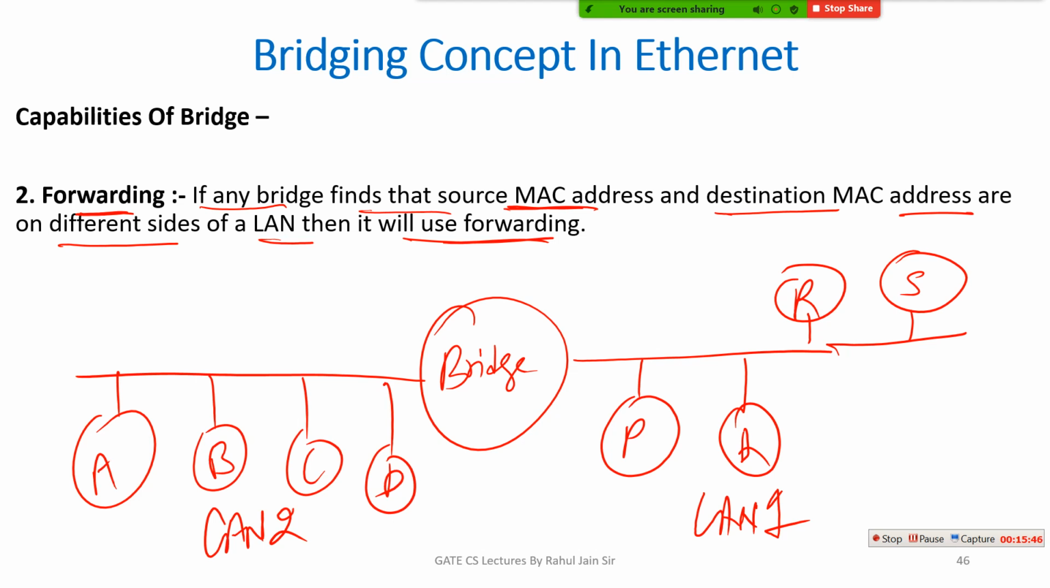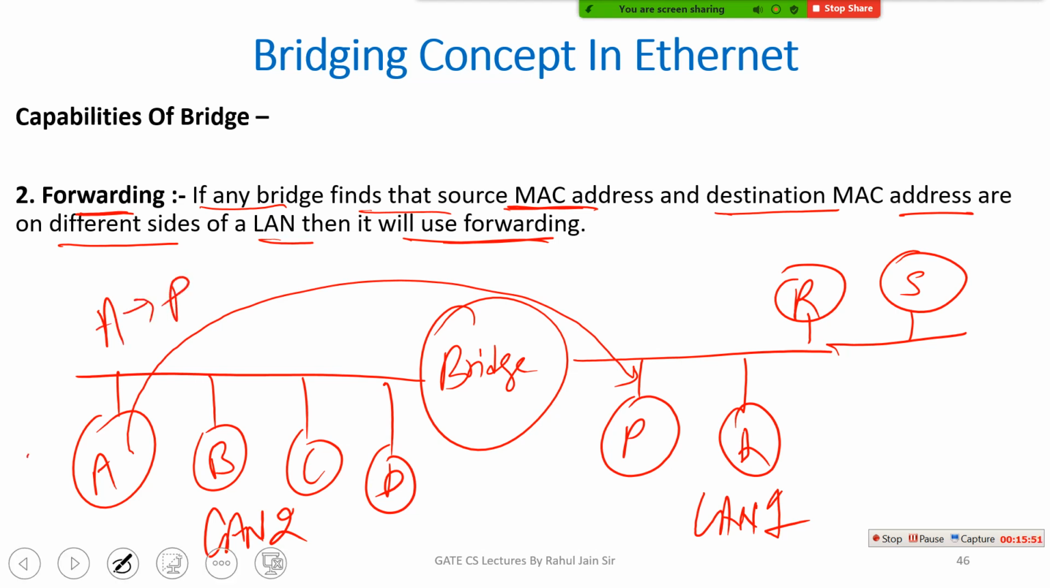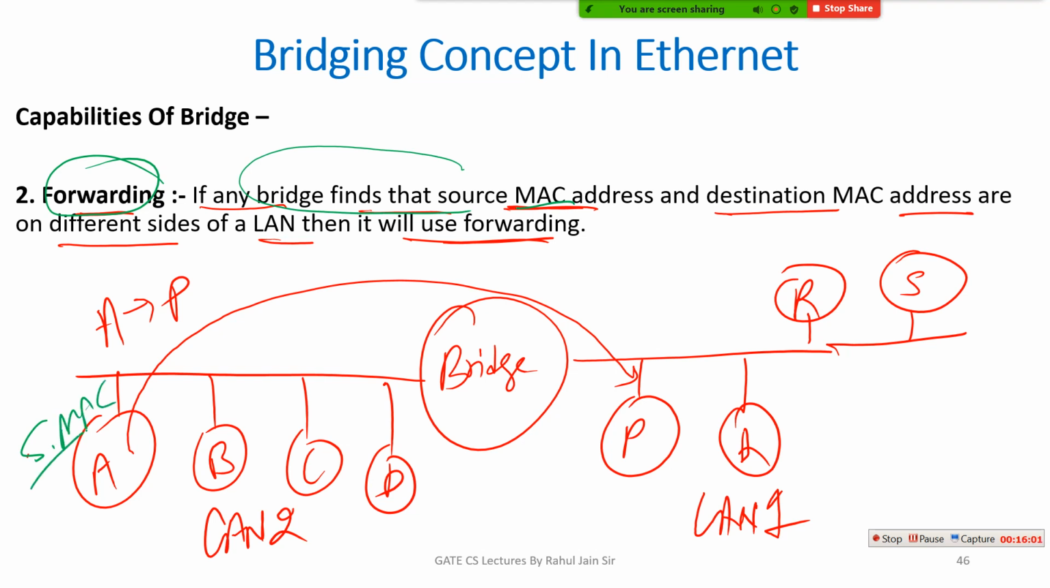Okay. Now suppose A wants to send a message to P. So what will happen there? There is a need of forwarding now, because the bridge will find the source MAC address. Here it is the source MAC address. The source MAC address is the MAC address of the host PC which wants to send the message. It is called the source MAC address. So the source MAC address is on the left-hand side, that is, part of lane 2, and the destination MAC address is on a different lane, that is, on the right-hand side of the bridge, or we can simply say on a different lane.